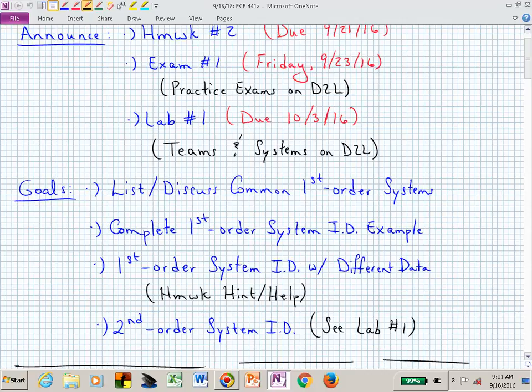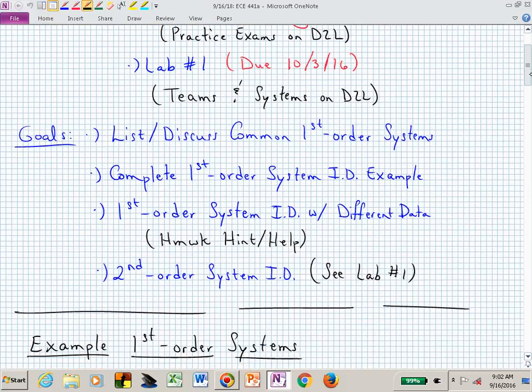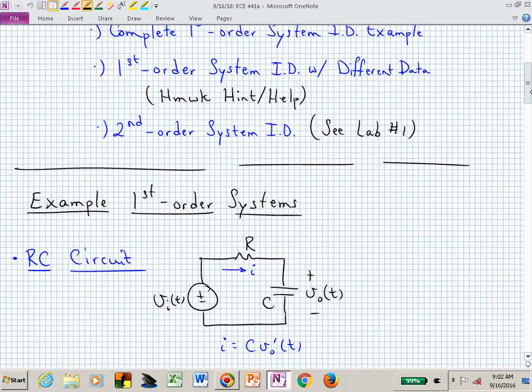And then we will start talking about second order systems, which is really lab number 1, and you already have additional material for lab number 1. You have a video to watch and some notes and then some pre-lab and obviously the lab itself. But we'll try to connect up a little bit with that in terms of second order system identification. That's what the ID means in the classroom in addition to what's on D2L.